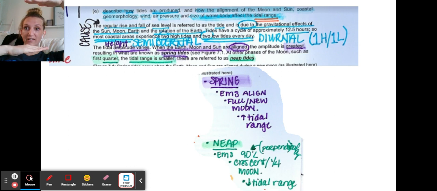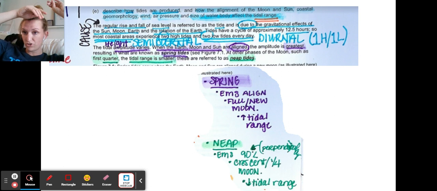High tide, that's a spring tide. A low tide is very low on a spring tide, and the difference is great. On a neap tide, when the Earth, moon, and sun are perpendicular to each other or at 90-degree angles, then you're going to have a neap tide. The highs aren't that high, and your lows aren't that low. And so the range, the difference in between, is not that great.